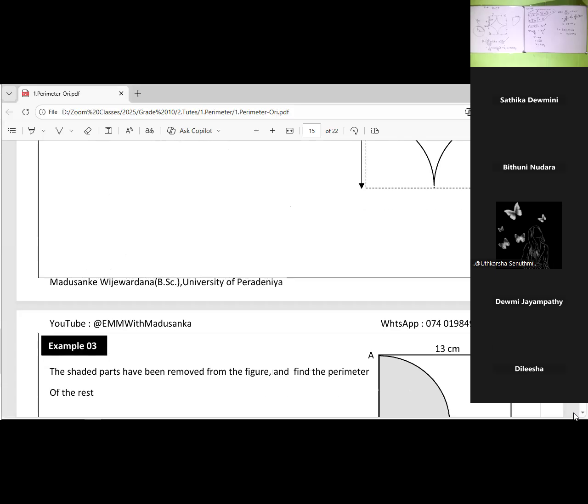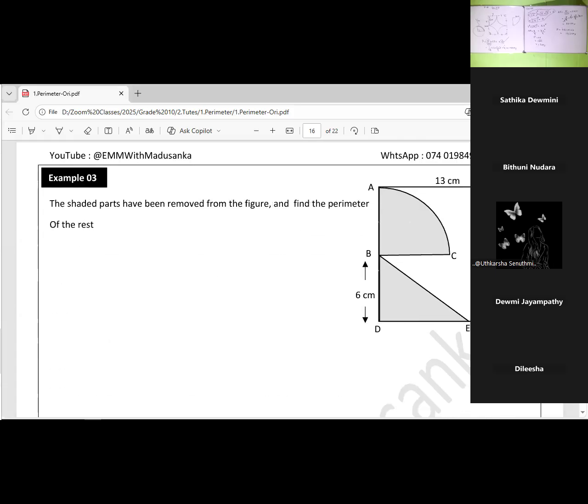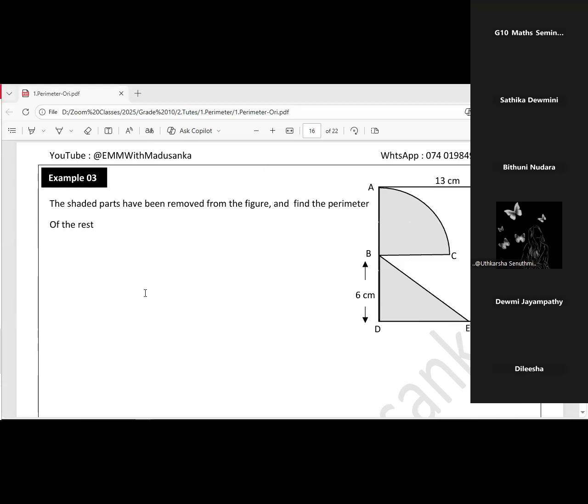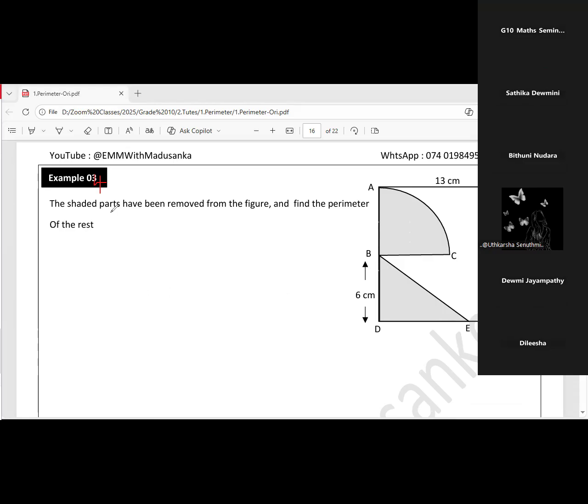We are going to do this one. So this is not example number 3. It should be example number 4, in page number 15. Read the question first. The shaded parts have been removed, cut off from the figure, and find the perimeter of the rest. So you have to find the perimeter of the rest of the figure once you remove this part and this part.